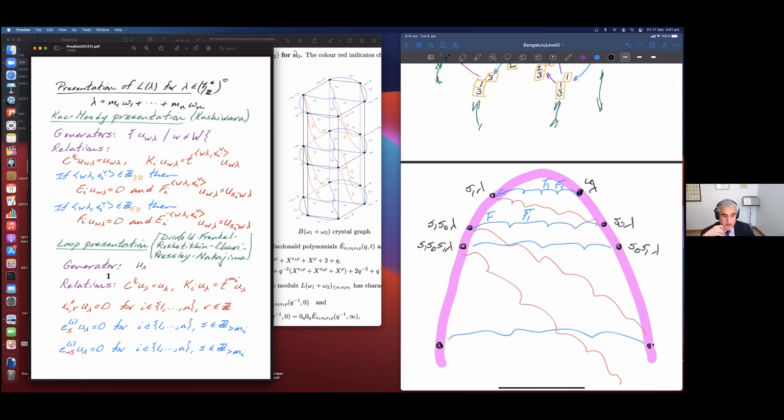What else did you want to know about it? But you said these are not irreducible modules, right? In positive level, they are irreducible. Ah, they are. Okay, good. Thank you.